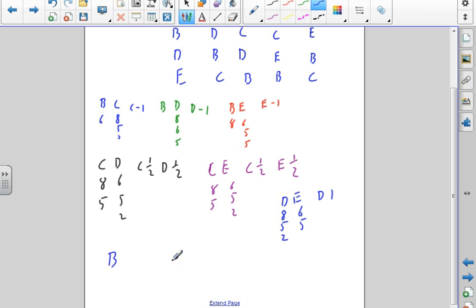All right, so B, C, D, E. B has 0 votes. C, 1, 2 votes. D, 1, 2.5 votes. E, 1.5 votes. So D has 2.5. Did D win the time before? Yeah, typical. Stupid election anyway.